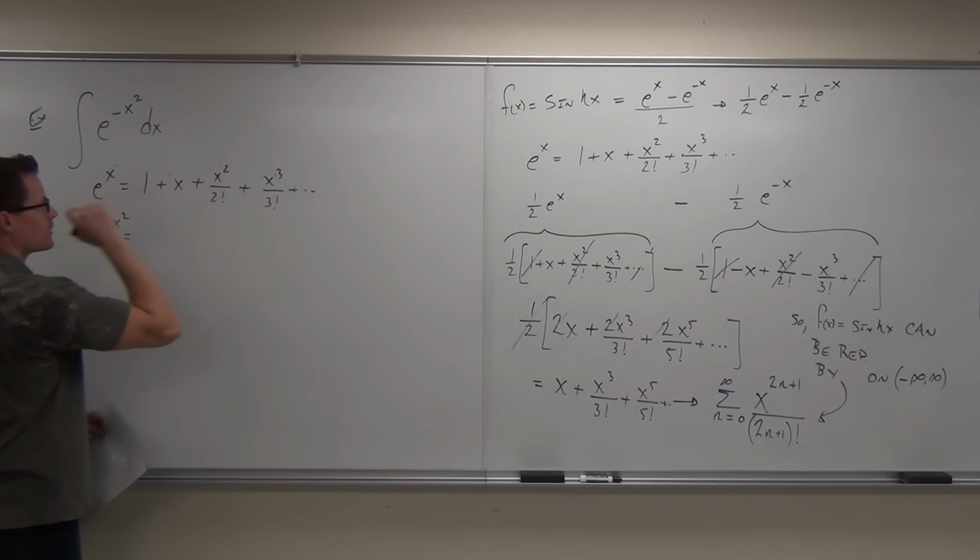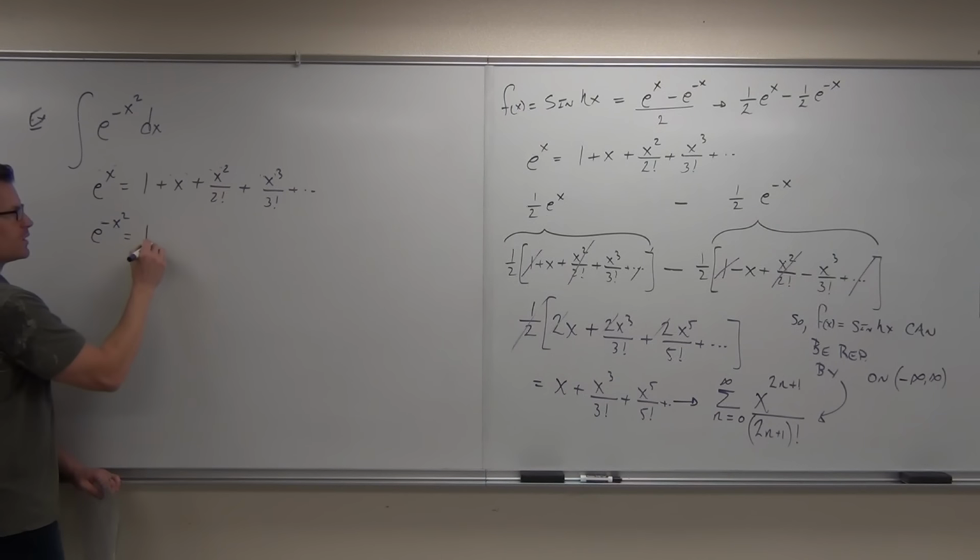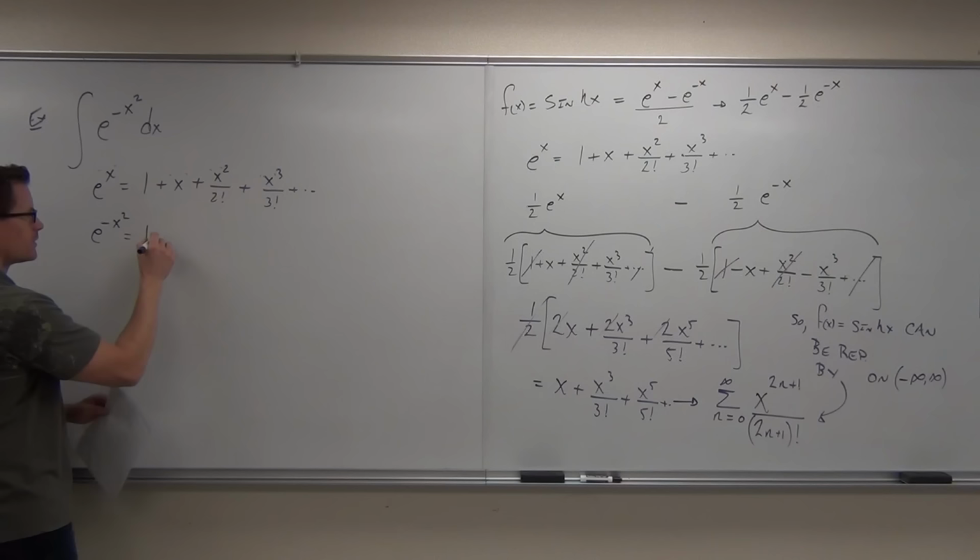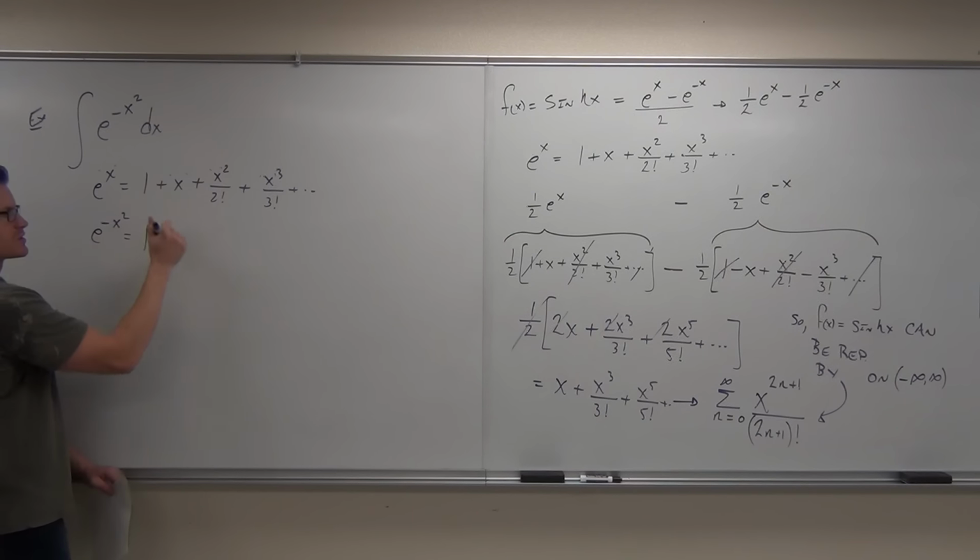So plug in your junk. If you plug in your junk, I still have 1. Then I have minus 2x squared, no, not minus 2x squared. It's going to be a minus, it's just going to be x squared. Are you with me on this?